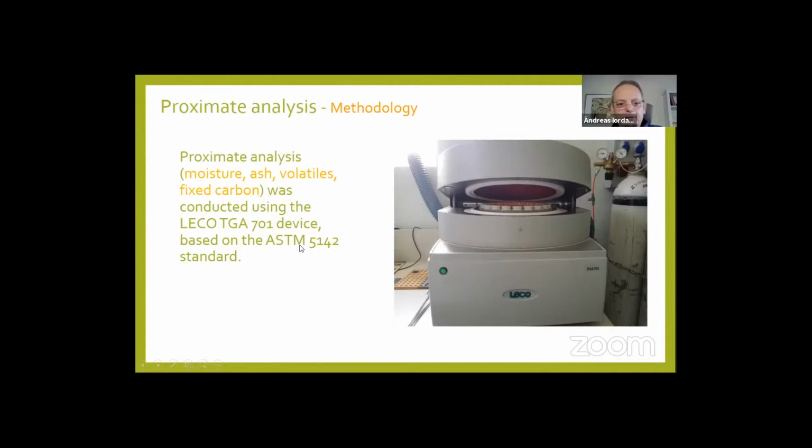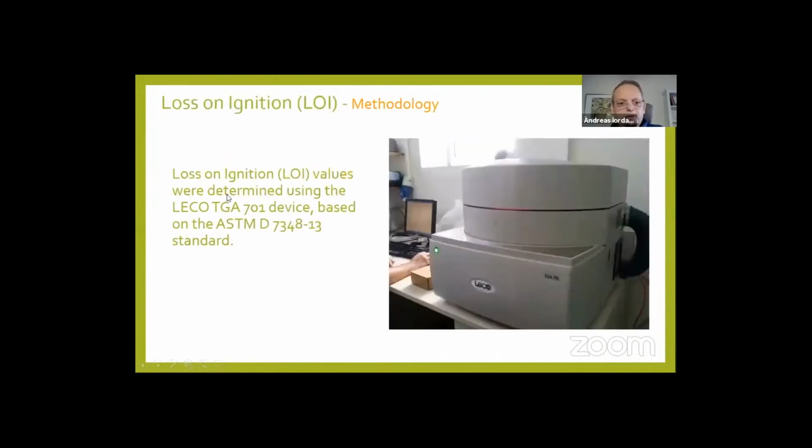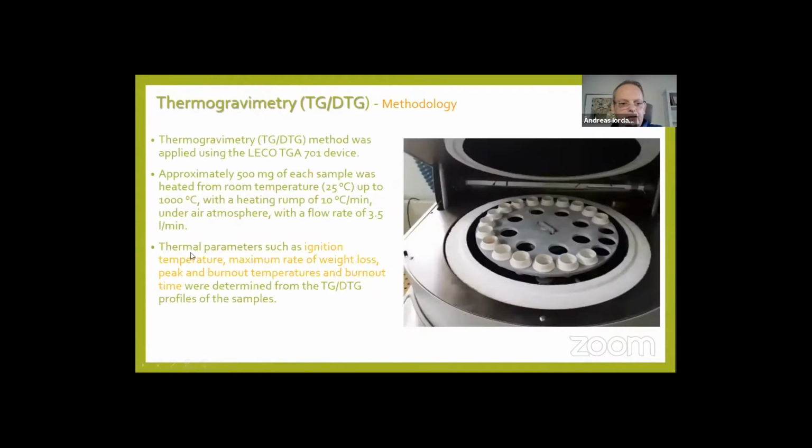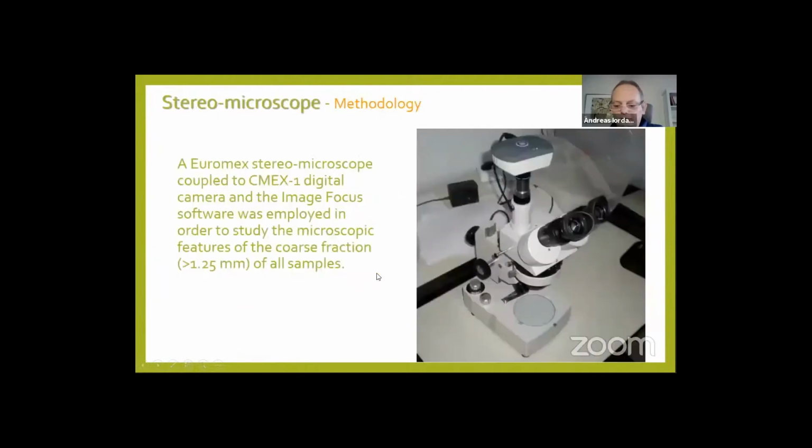And in these 4 fractions of each sample, Kardia and Meliti samples, we conducted the same analytical methodologies. That is proximate analysis, measurement of moisture, ash, volatiles, and fixed carbon, and then loss on ignition using these devices, the gross calorific values again, of course, thermogravimetry, which is the typical thermal analysis where we measured the thermal parameters. I should focus again on these parameters: ignition temperature, maximum rate of weight loss, peak and burnout temperatures, and burnout time. And we also use a stereomicroscope for the microscopic characteristics of these particles.